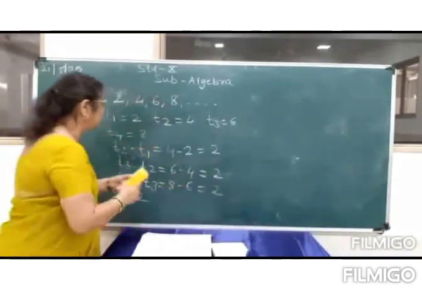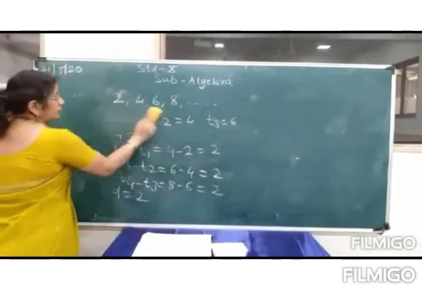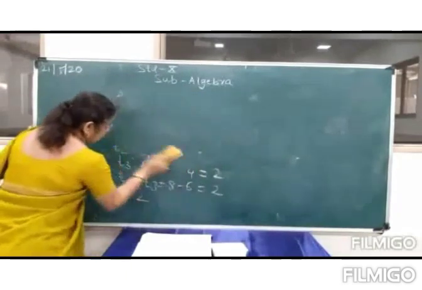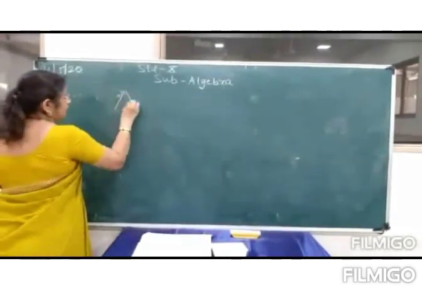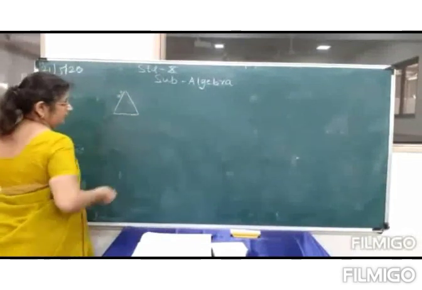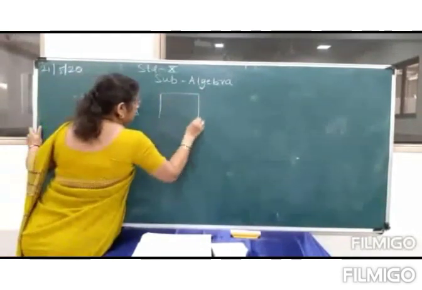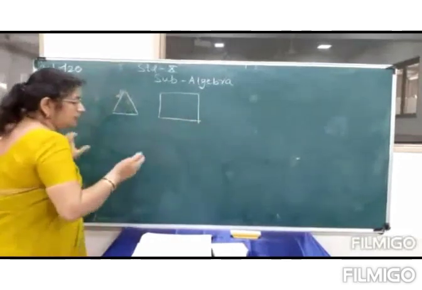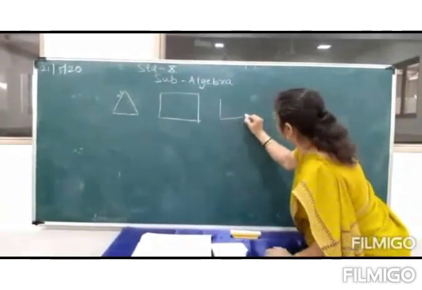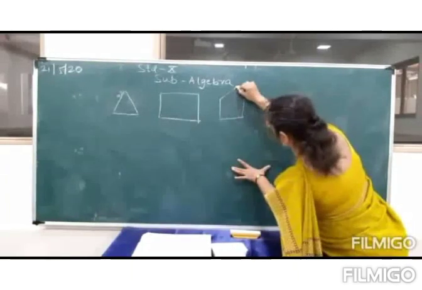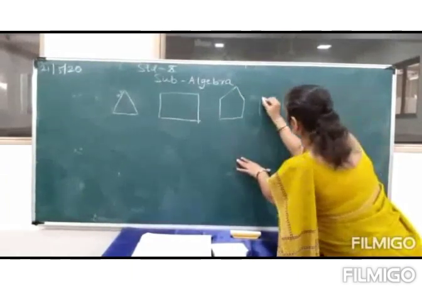Now I will be explaining you the next example. See here, I am drawing some geometric figures. First one, this is a triangle. Then the square. Then the third one is, and the fourth one.